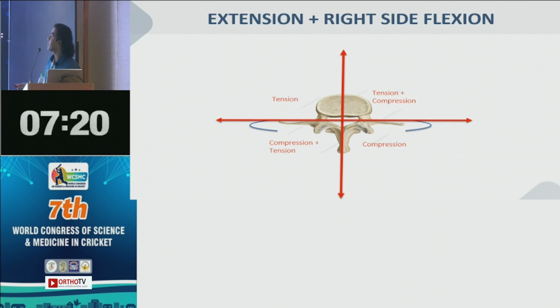So now extension with right side flexion, exactly opposite. There is compression on the posterior side. There is compression plus tension on the left side. There is tension plus compression on the anterior right side, and there is tension purely on the left side because there is absolutely no movement happening around that region.